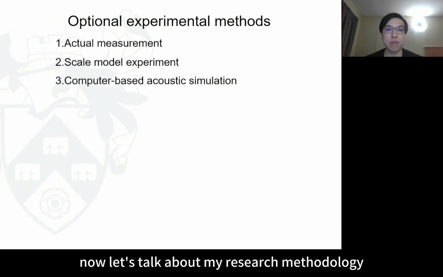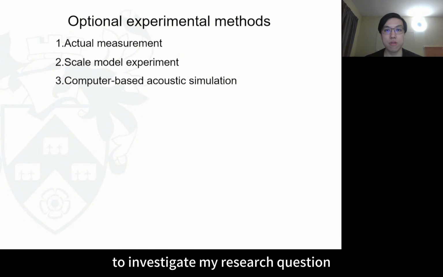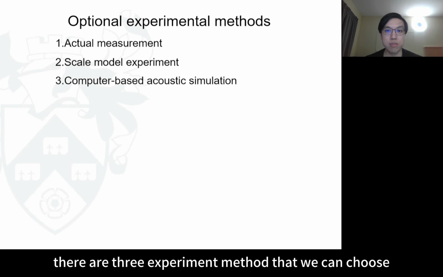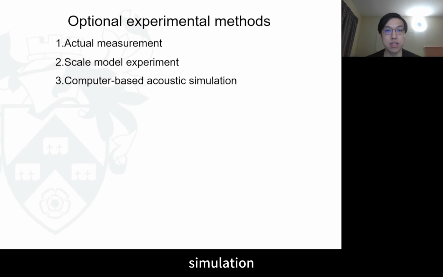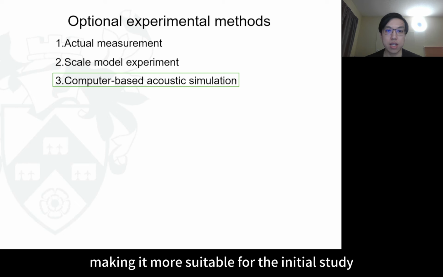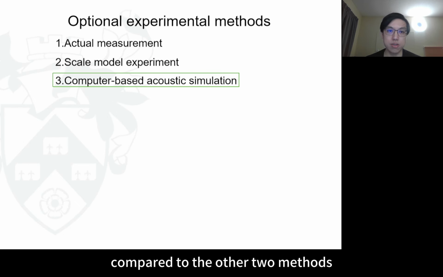Now let's talk about my research methodology. To investigate my research question, conducting experiments is necessary. There are three experiment methods that we can choose: actual measurement, scale model experiments, and computer-based acoustic simulations. As the preliminary experiment, the simulation method allows us to more easily control variables, making it more suitable for the initial study compared to the other two methods.